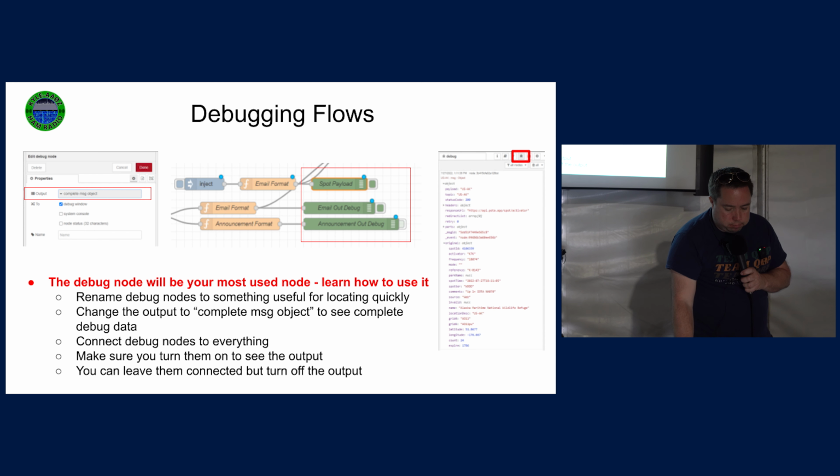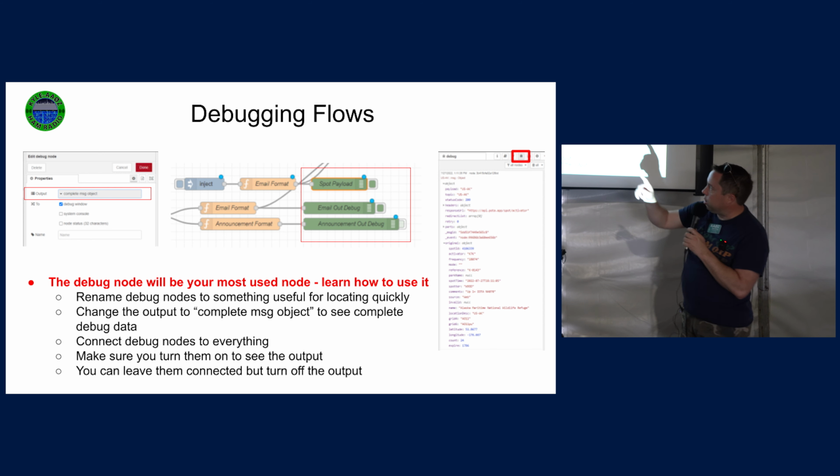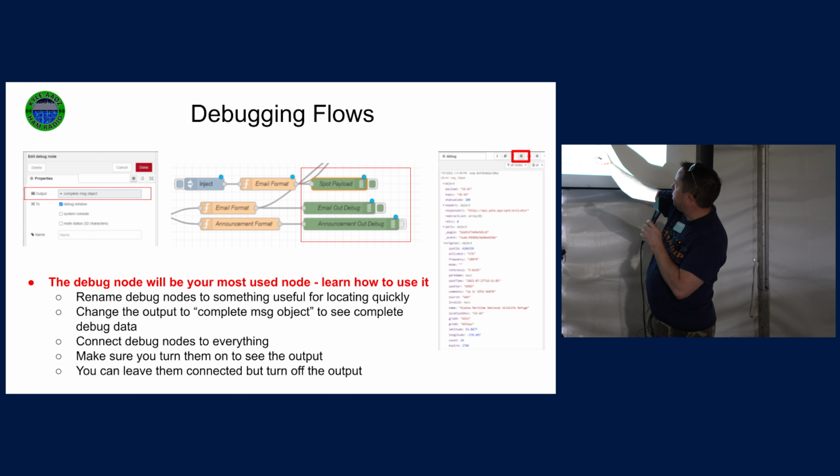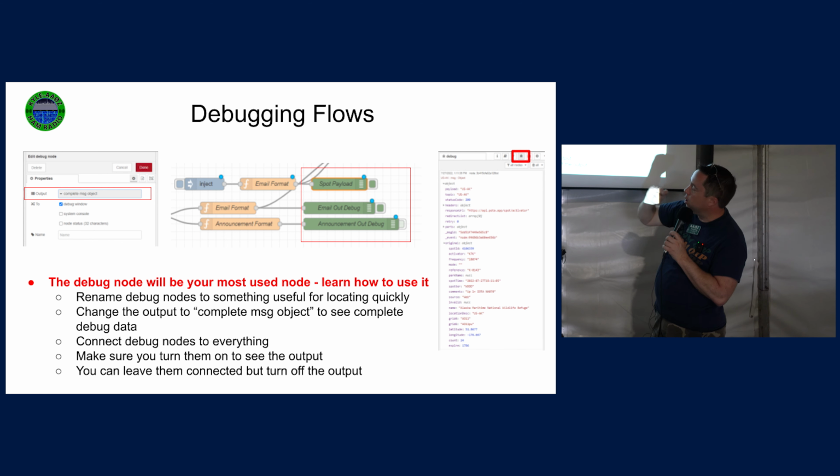I talked about debugging flows. Debug is your friend. If you don't know what's going on, put a debug node and turn it on every single one of your nodes. The way that you turn it on, this is another question that we get quite a bit. The way that you turn it on is you hit the green button. This is a debug node that's turned on. This one is turned off, okay?